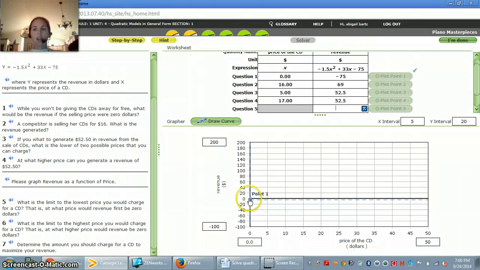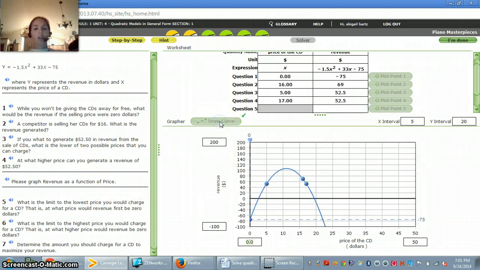0 is again here, negative 75, get pretty close, it jumps in there for you. 16, and you're already at $69. At 5, if you spend $5, that was our $52.50, and at $17, we were about the same spot. Then you can draw your curve, and you're going to create a parabola, which makes sense because we have a quadratic function.